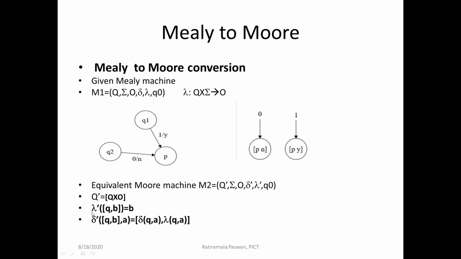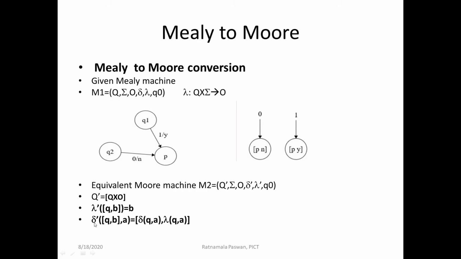Finding the machine function lambda dash is very simple, because here we have each state together with its output symbol itself. As you can see, here is P comma N and P comma Y. The caption given to that state, that is, the output symbol, is nothing but the machine function of that state, because in a Moore machine output is associated with the state. So how do we find the output associated with the state? That caption itself is the output.